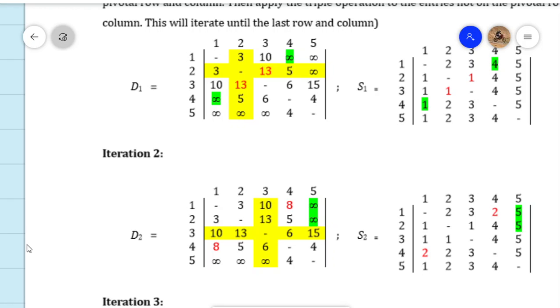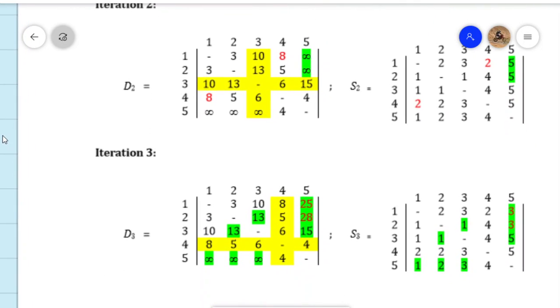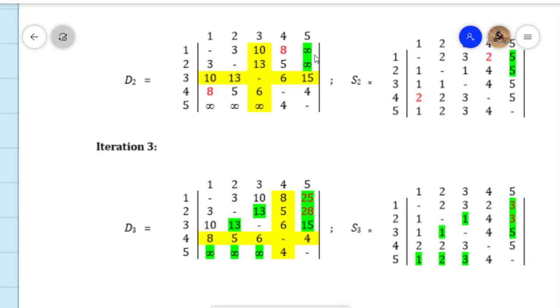Then we proceed to iteration 3, where we construct D sub 3. So these marked entries here will now be replaced. This one will be replaced by 10 plus 15. So that will be 25. This one will be replaced by 13 plus 15. So that is 28.